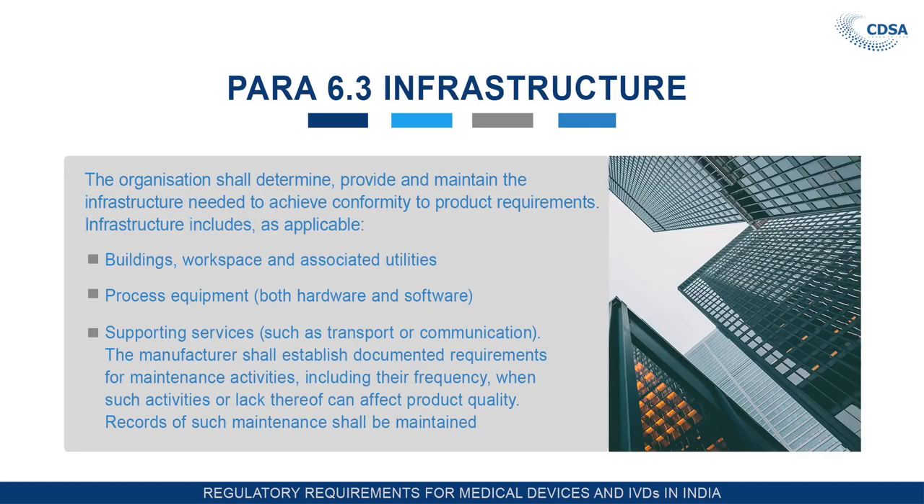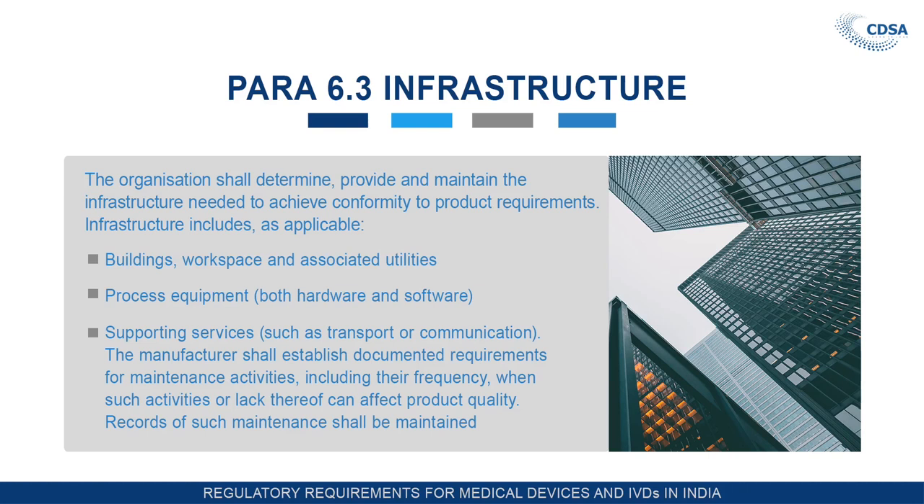Infrastructure. We come to the brick and mortar now. The organization shall determine, provide and maintain the infrastructure needed to achieve conformity to the product requirement. Infrastructure includes, as applicable, buildings, workspace and associated utilities, process equipment, both hardware and software, and supporting services such as transport or communication. The manufacturer shall establish documented requirements for maintenance activities, including their frequency, when such activities or lack thereof can affect product quality. Record of such maintenance shall be maintained.